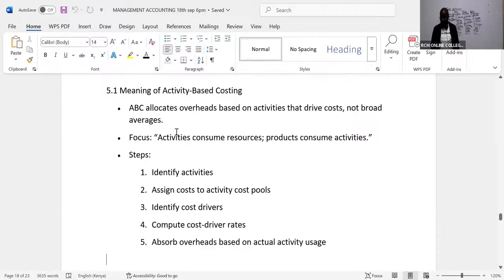So we are told ABC allocates overheads based on activities. Here you shall not be using just one basis, but activities that drive costs, not broad averages. Focus: activities consume resources, products consume activities. Basic steps: identify activities, assign cost to activity pools, identify cost drivers, compute cost driver rates, absorb overheads based on actual activity usage.